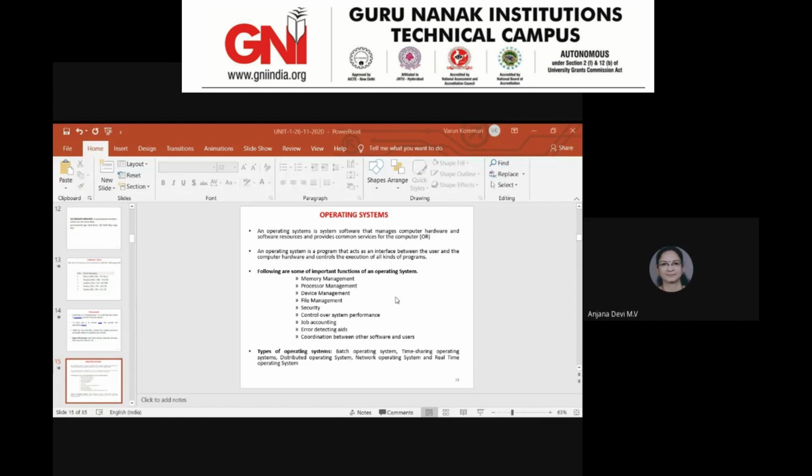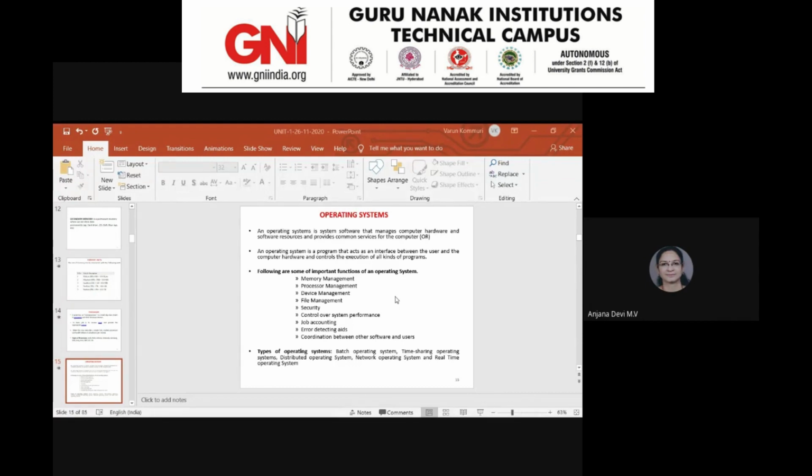Okay. Now let us see the definition of the operating system. An operating system is a system software that manages computer hardware and software resources, and it provides common services for the computer. That means it manages the computer hardware and also software resources, and it provides the common services for the computer.